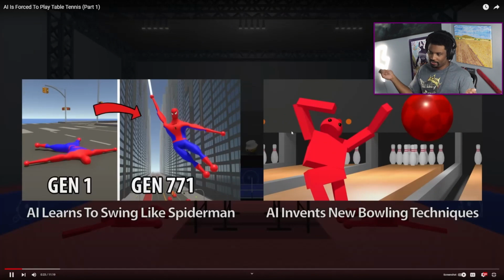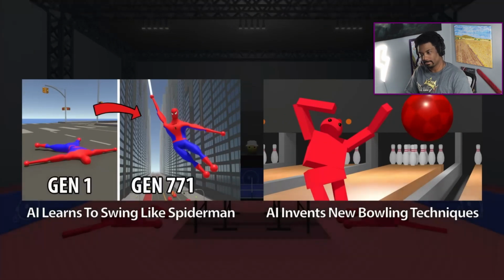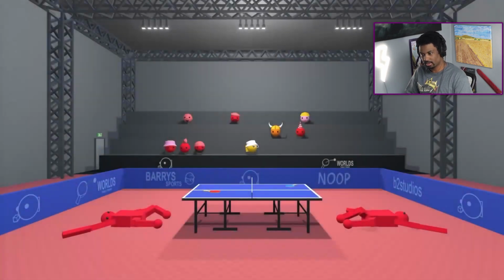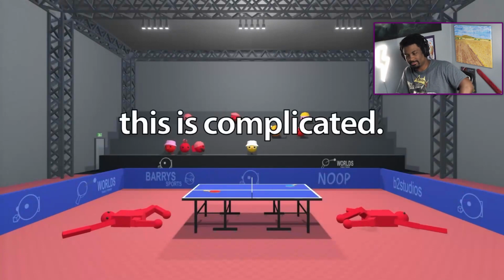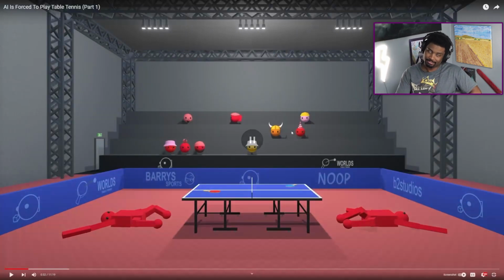Yeah, they'll just flail about and at some point, technically you would be right, but you would also be dead, because that'll take about 100 years. Table tennis is a lot harder to solve than bowling or being Spider-Man.